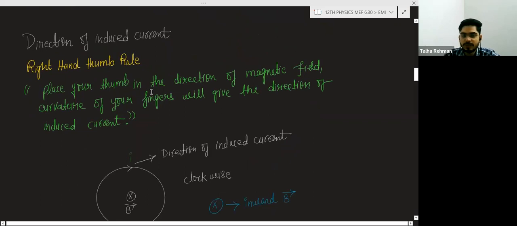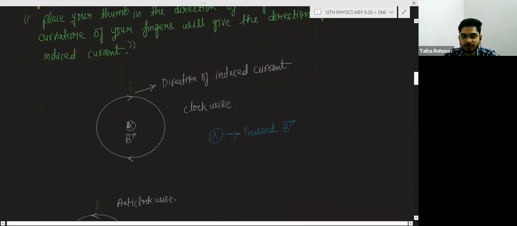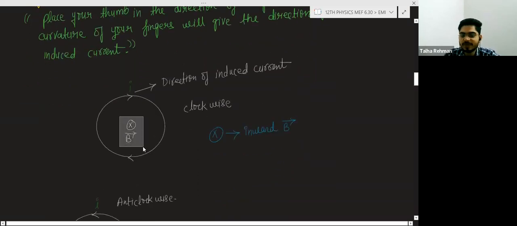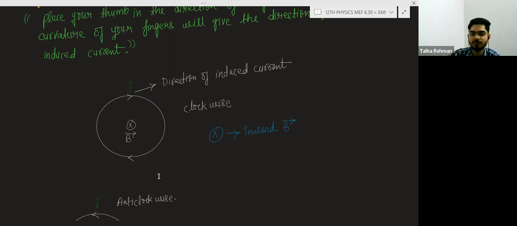Place your thumb in the direction of the magnetic field. The curvature of your fingers will give you the direction of the induced current. Here your magnetic field is inward, so you will point your thumb inward. Inward means away from you, and you will curl your fingers. So anti-clockwise will be the induced current direction.